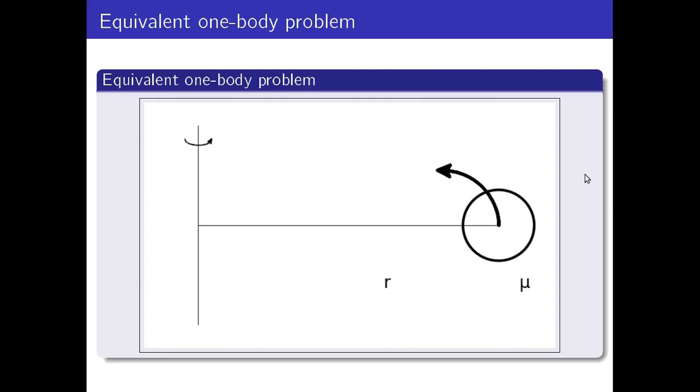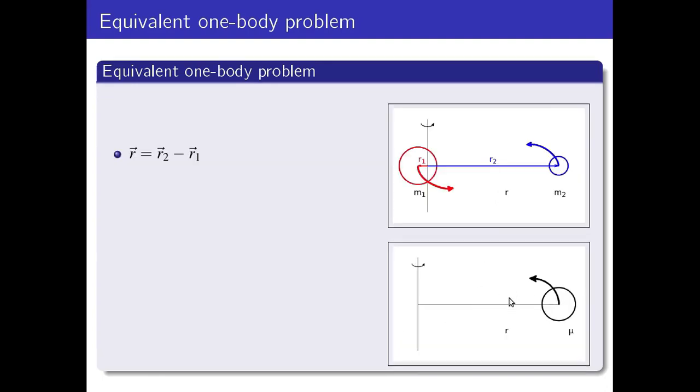This problem can be reduced to an equivalent one-body problem, in which a body with mass mu rotates in a central force field. To reduce to an equivalent one-body problem, we need this r, which will be taken as the same as this r, and it is equal to r2 minus r1. And we will consider this problem in the center of mass reference frame, in which we can write m1 times r1 plus m2 times r2 is equal to 0.